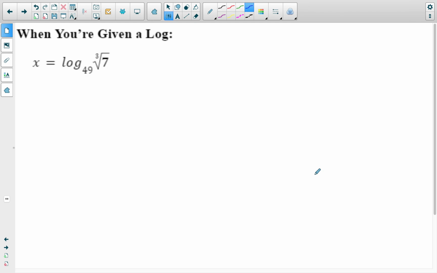We're going to skip this example because it requires some log skills that we're not quite ready for yet. We'll see them in the next section.